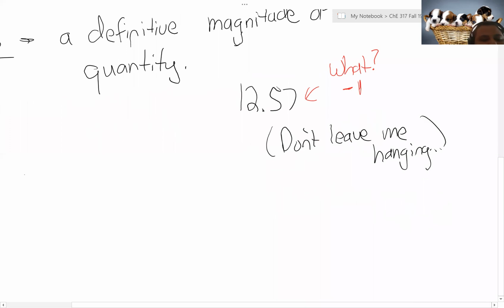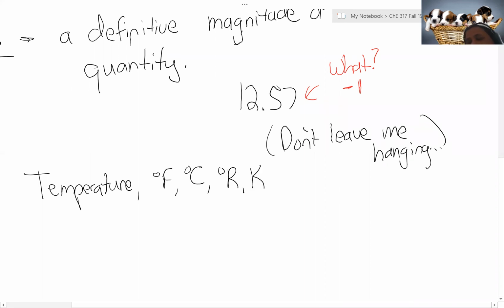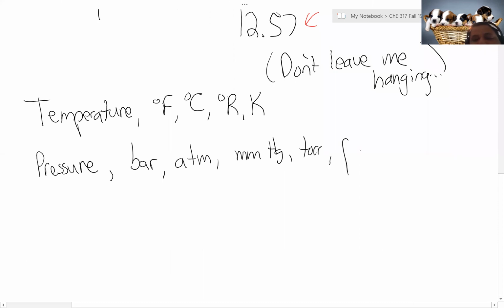So we got some common units, right? For temperature, everybody's degrees Fahrenheit. The rest of the world is degrees Celsius. And weird nerd scientists are in Rankine and Kelvin. For pressure, we're all over the place. We got the wonderful bar, atmosphere, millimeters of mercury, torr. What else we got? We got PSI A and PSI G.